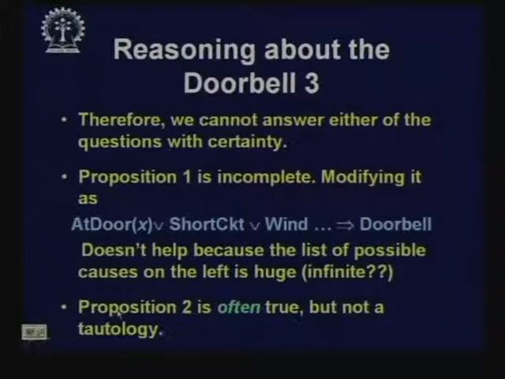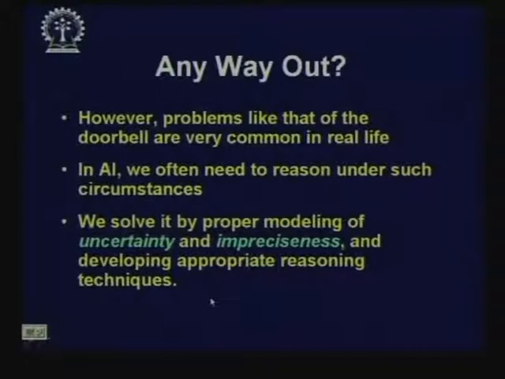So, proposition 2 is often true, but is not a tautology; it may not be always true. So, how to deal with this scenario? Is there any way out? But this sort of problem, like the doorbell problem, is very common, and in fact, most of the real life problems that we try to solve using artificial intelligence techniques are like this. Real world is like this.